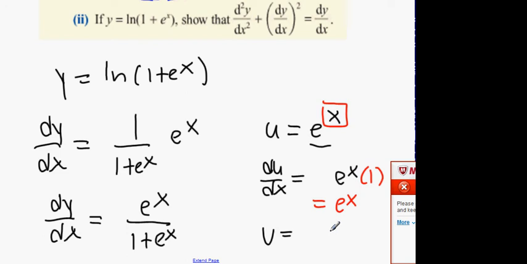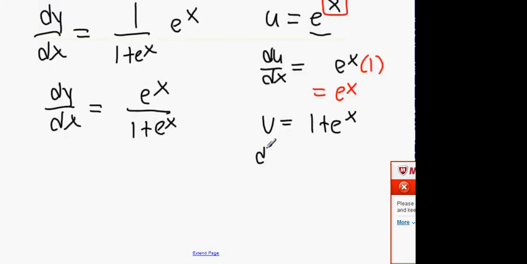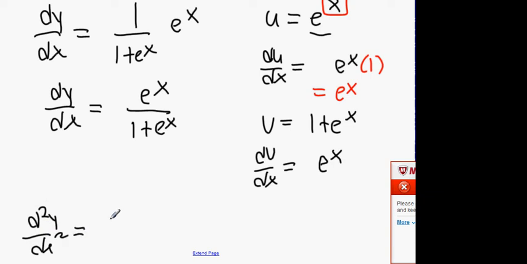Likewise, v equals 1 plus e to the x. And what we know already is when you differentiate 1, you get 0, and differentiate e to the x, e to the x. Okay. Now we're going to do the quotient rule. Second derivative equals the quotient rule, which is going to be v times du/dx minus u times dv/dx.